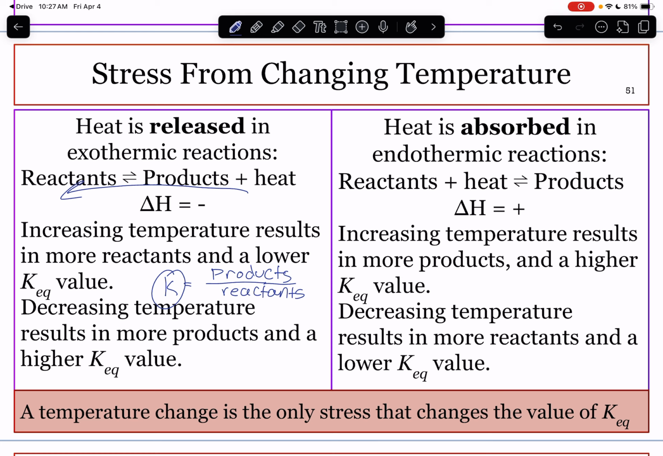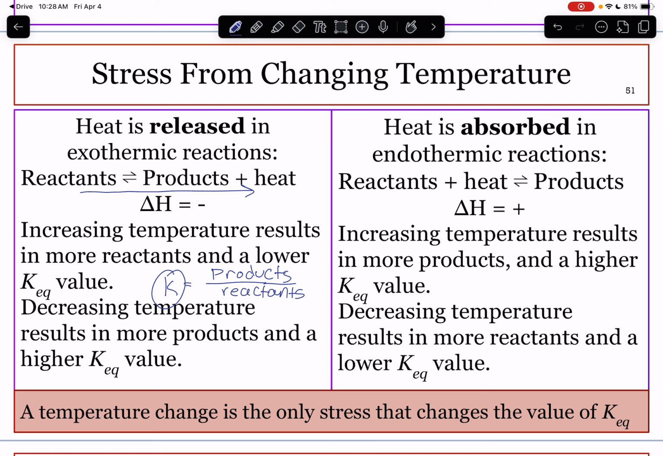But if we decrease the temperature on an exothermic reaction, this results in more product, because if we're taking away this product here of heat, then the reaction is going to shift to the right to replace that heat that was removed. And this then creates more products at equilibrium. And so the ratio is skewed towards products, and this increases the K value.